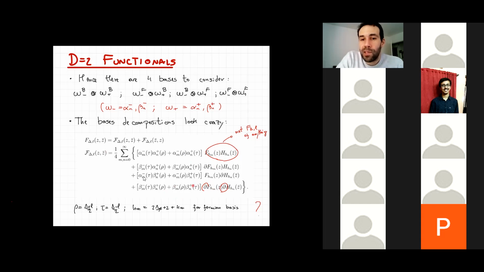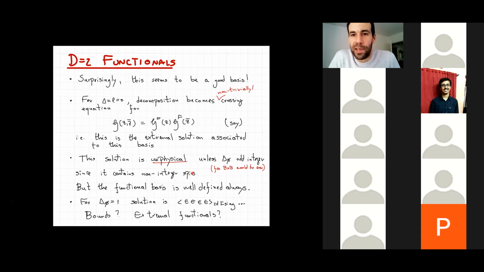So yeah, this seems completely crazy. So you might be disappointed. You might think, okay, this just doesn't make any sense. Maybe mathematically it gives you something, but maybe it's not so useful. But surprisingly, this actually seems to be a good basis. So one way to see it is that there is an extremal solution to crossing, which is dual to this basis.